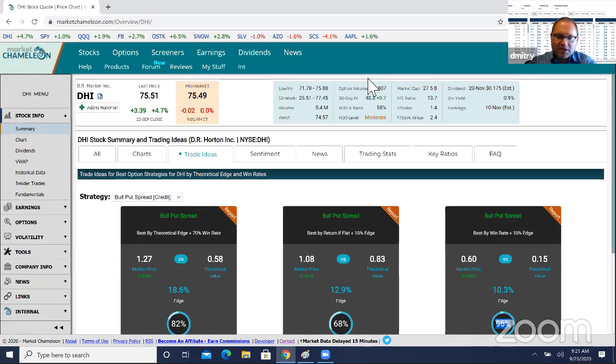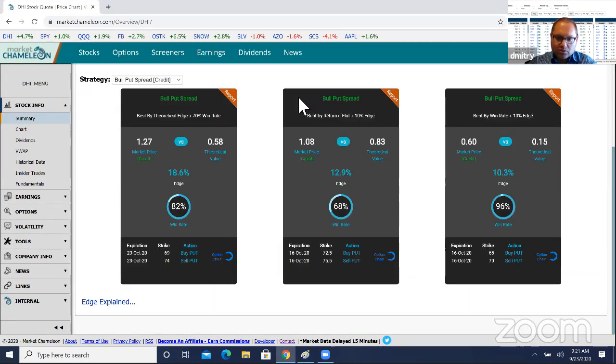So let's just take this one over here and analyze it further. We're going to take a look at this bull put spread, selling for $1.27, 58 cents theoretical value, 18% edge, 82% win rate. Let's take a look at that on the options chain.